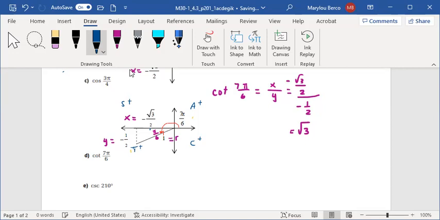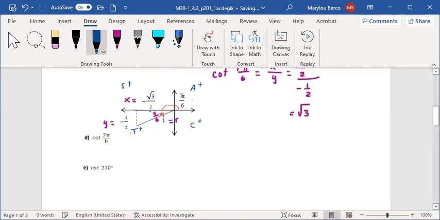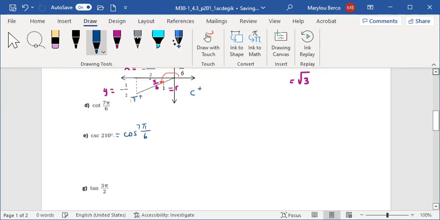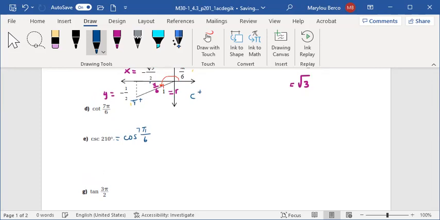Okay, so for cosecant 2tan, sorry, cosecant 2tan, what we have is the same diagram. Cosecant 2tan is equal to cosecant 7 pi over 6. It's 210 degrees. So we'd refer to the same diagram as in D.